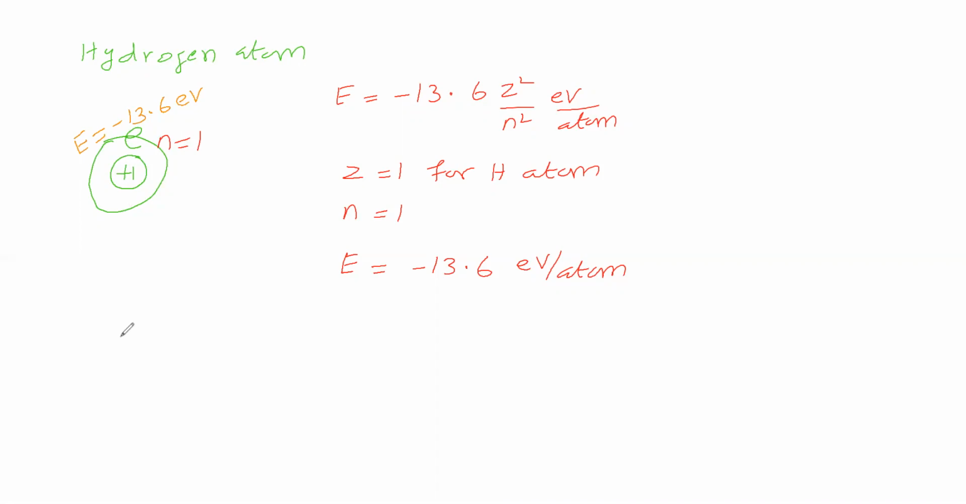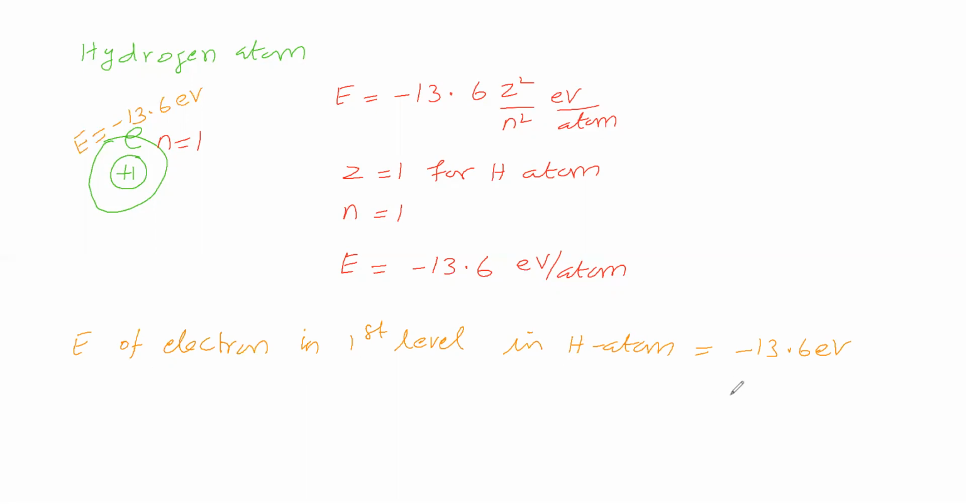So now the energy of the electron in the first level in hydrogen atom is how much? Minus 13.6 electron volt. The energy of the electron in the first level in hydrogen atom is minus 13.6 electron volt.